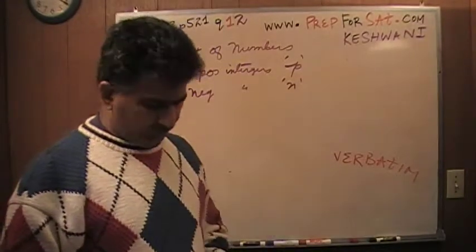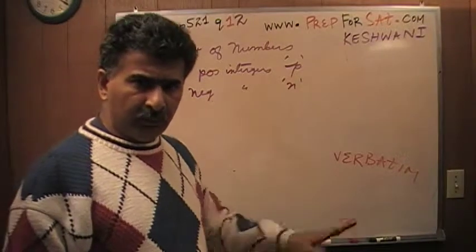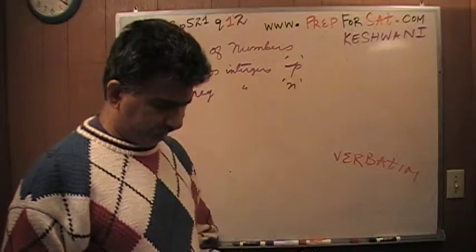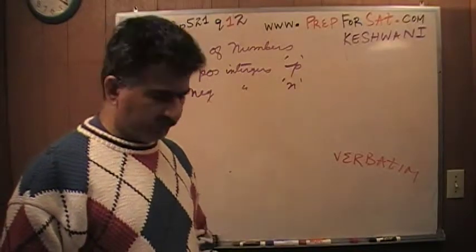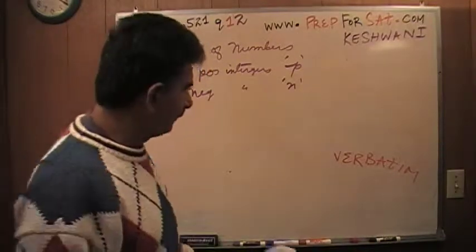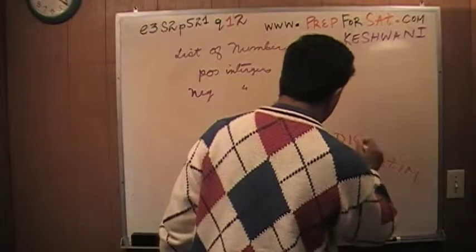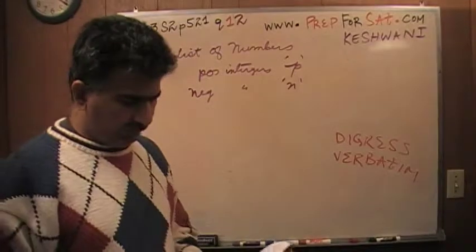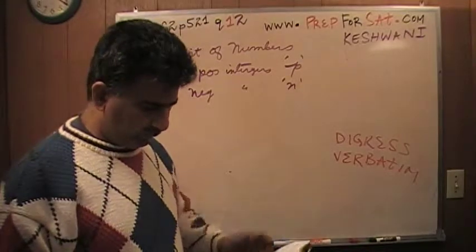Verbatim means word for word, and if you don't know this word, don't just leave it at that. Pick up a dictionary and learn it properly. It doesn't hurt. These are good words to know for the SAT. Anyway, I'm digressing. Look up the word digress and learn it. Digress means to go off topic. So let me go back to where I am.